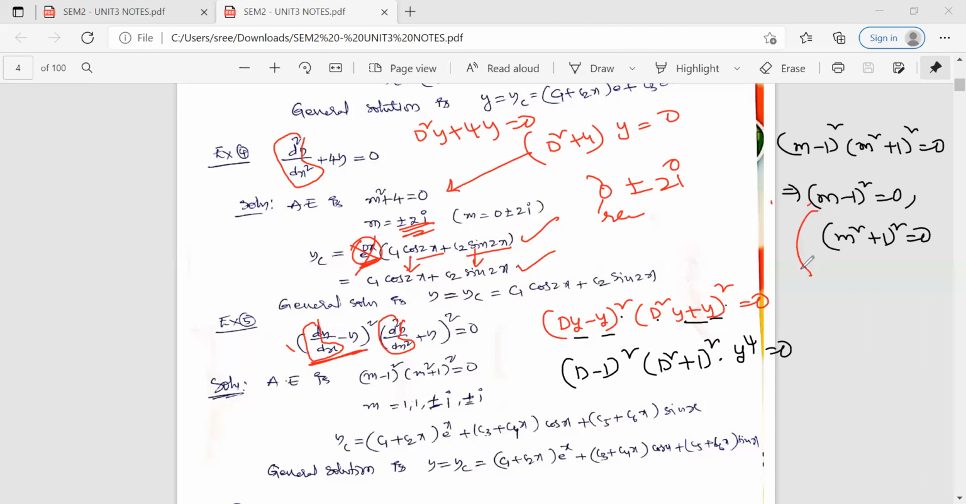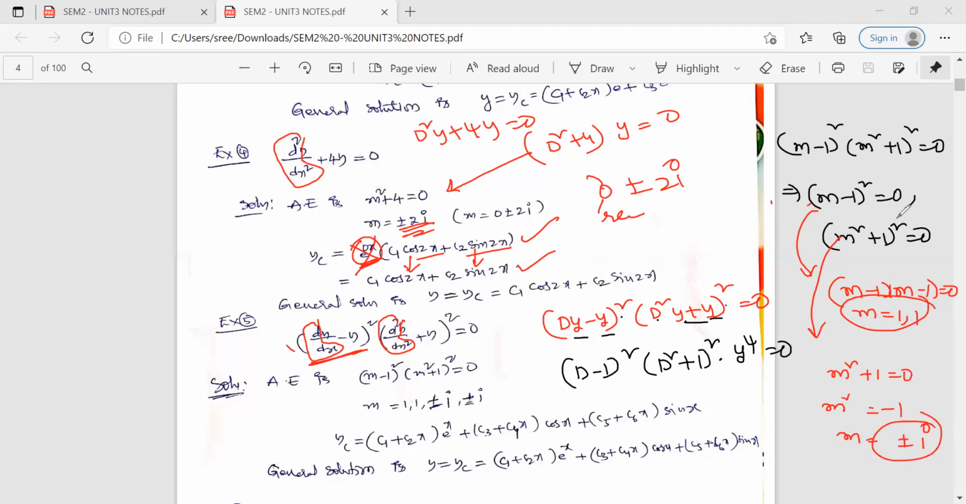(m minus 1) whole square equals 0 means (m minus 1) into (m minus 1) equals 0. Roots are m equals 1, 1. From this we get m square plus 1 equals 0, m square equals minus 1, m equals plus or minus i. This is whole square, so we get plus or minus i, comma, plus or minus i. What we get here: here roots are real and repeated, here roots are imaginary and repeated.